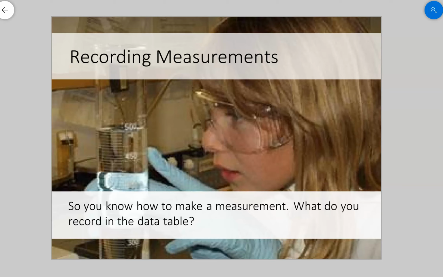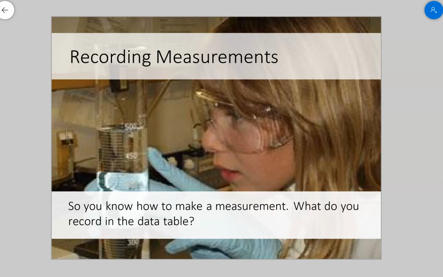Okay, so you've gone through that process of making your length measurement. What do you record in your data table? That's what we're going to talk about in this video. So here we have a student. She's looking at a graduated cylinder and she's in the process of measuring the amount of liquid in it, and it looks like it's around 500 probably milliliters. And so what is she going to write down?